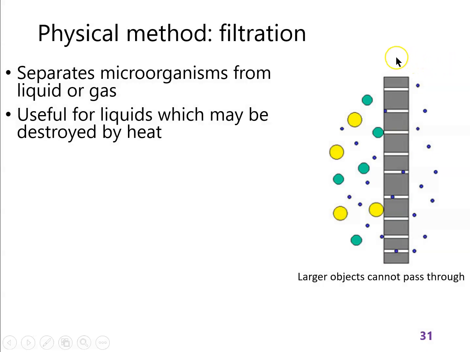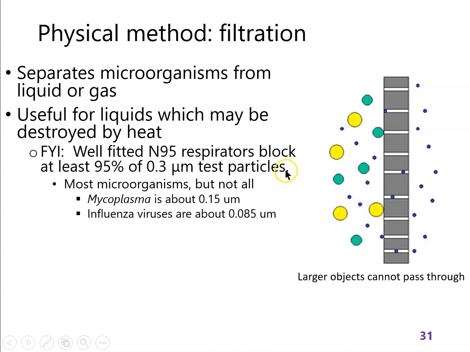Filtration is another physical method of microbial control that just separates the microorganisms from the rest of the material. We would use this if we're trying to sterilize a solution of vitamins that would be destroyed by heat. We could send them through a filter. We would do this if we're trying to sterilize the air we breathe. We'd send it through an N95 filter.